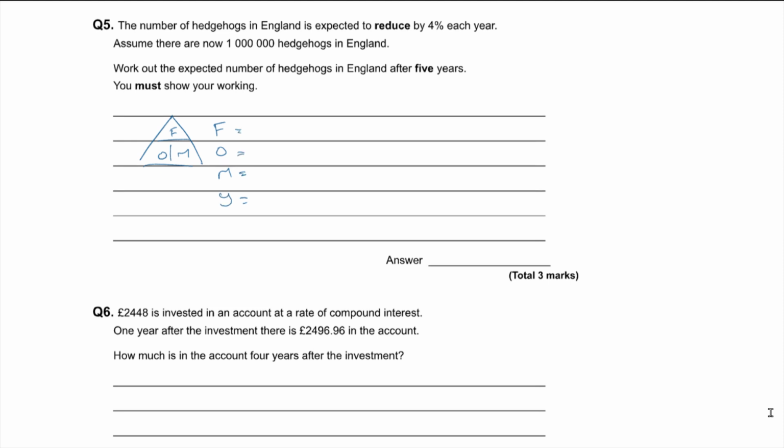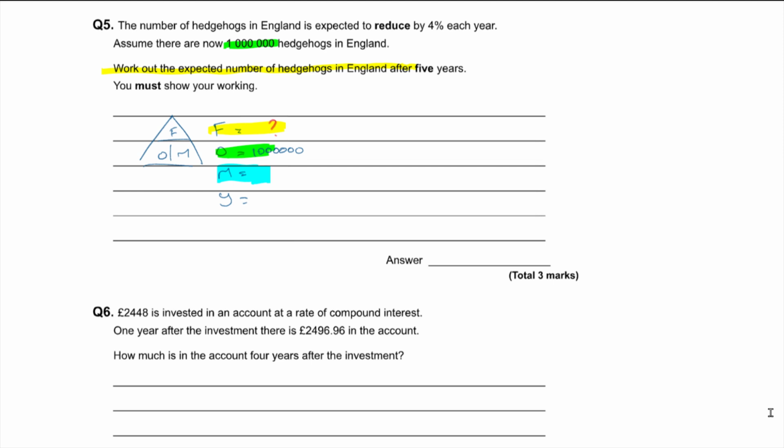Right, so what we've got here then. The final, that's what we're trying to find, isn't it? Work out the expected number of hedgehogs. So that's the thing that we want to find. Okay, so then the original, what's the original? We're starting with 1 million hedgehogs. It's actually not a lot of hedgehogs if you think about it. 1 million. And then the multiplier, what's that?